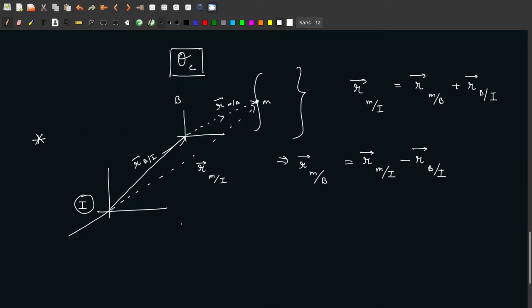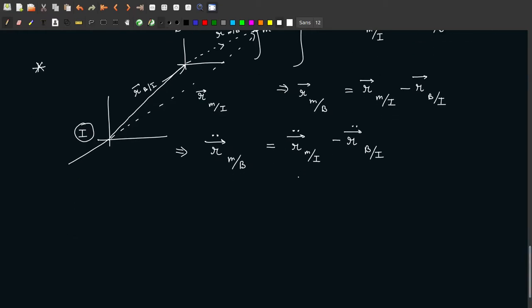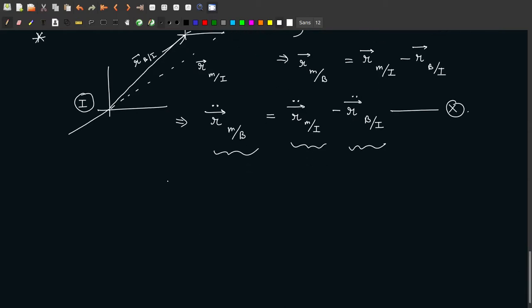Now you can take total time derivatives of this, and you can find that the acceleration of the mass with respect to the bucket frame is equal to the acceleration of the mass with respect to the inertial frame minus the acceleration of the bucket with respect to the inertial frame. So these are the quantities that you need to find, and these are the three quantities that you need to know.